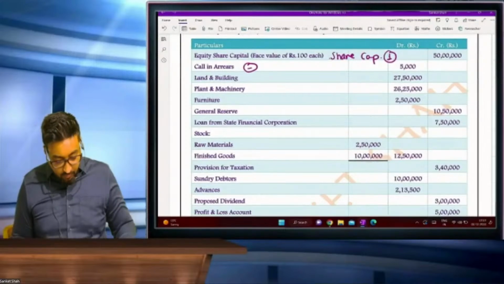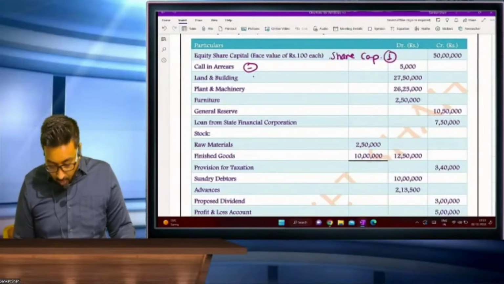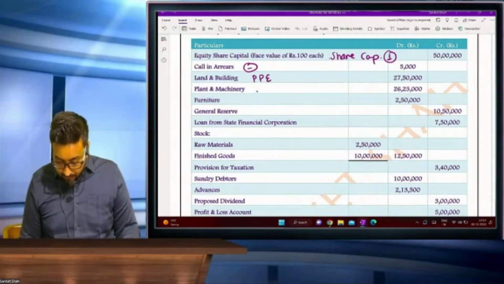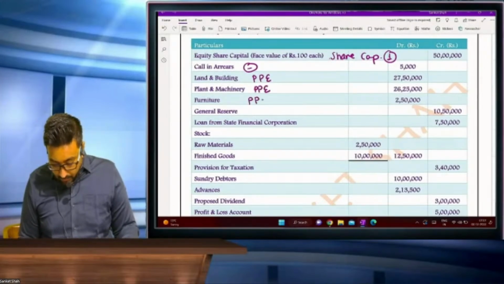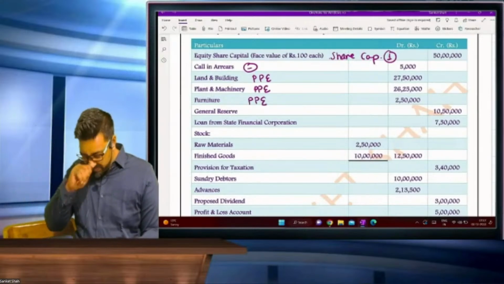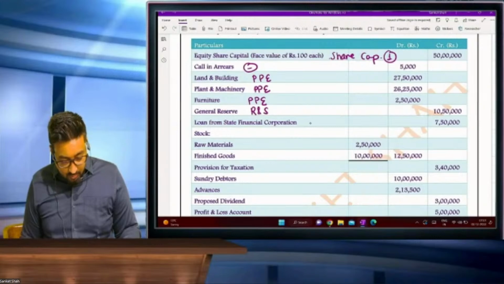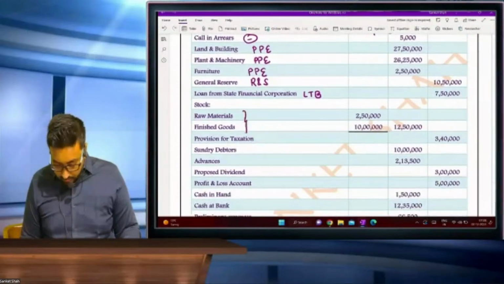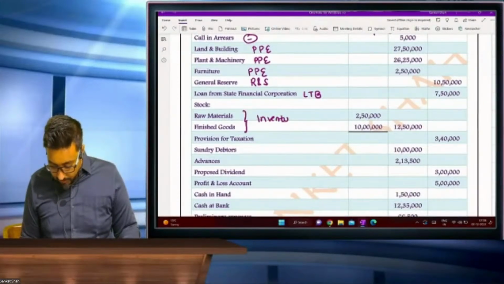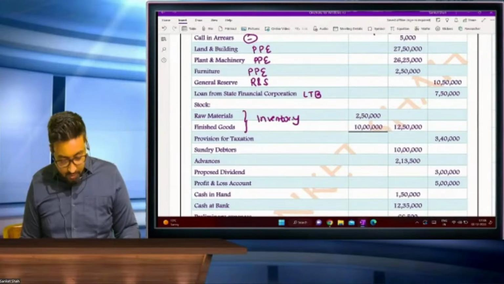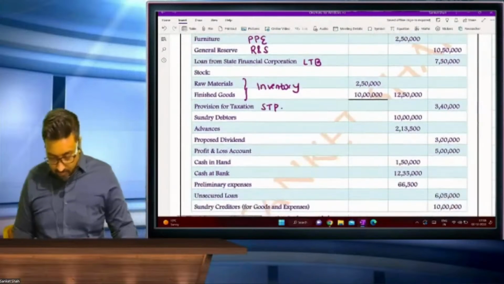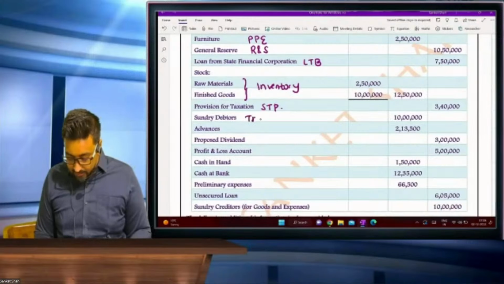Land and building, beta, where to write land and building? It's property, plant and equipment. Reserves and surplus. Loan from state financial corporations: long-term borrowings. Stock and finished goods: inventory. Provision for taxation: short-term provisions. Sundry debtors: trade receivable.